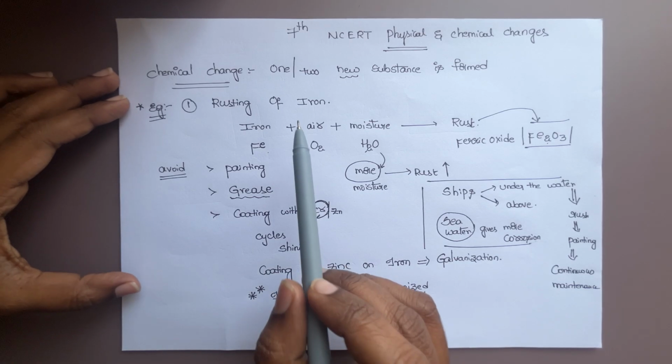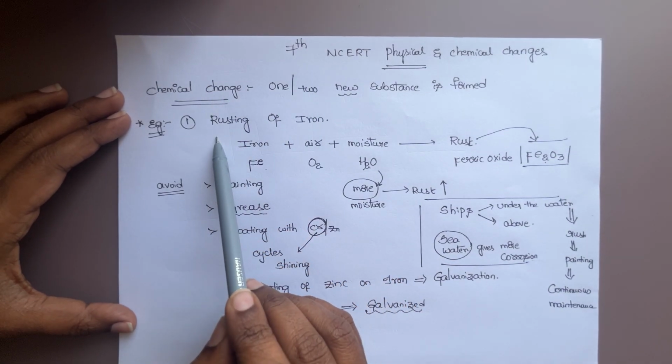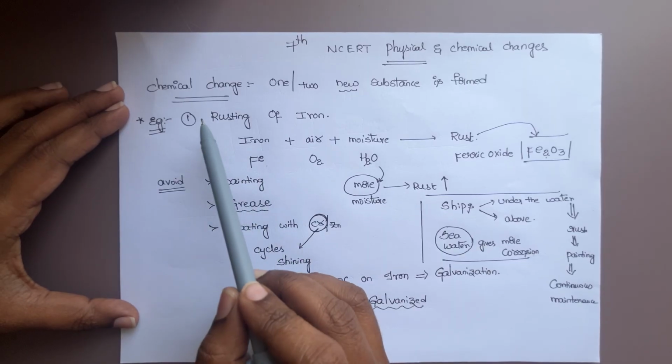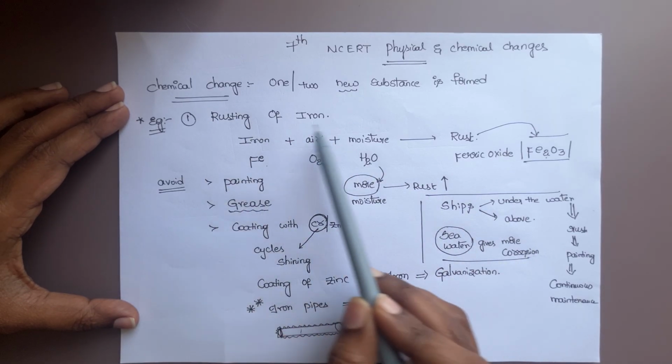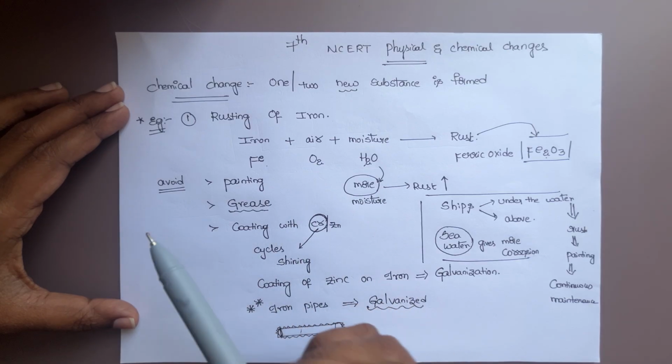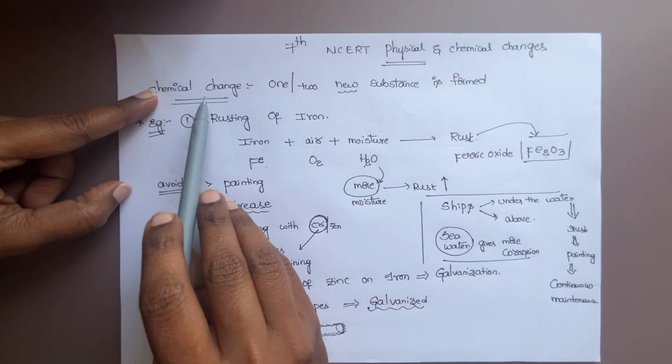Hello everyone. In my previous class, I explained the first example of chemical change. In today's class, let us see. The first example was rusting of iron, and everything regarding rusting I have already explained. So let us see the second example regarding chemical change. We are in the concept of chemical change.